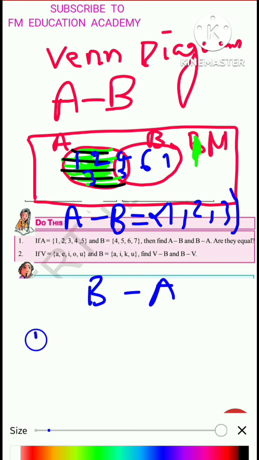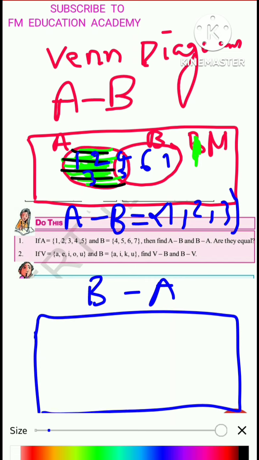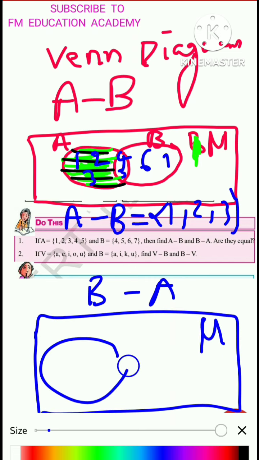Now what is the B minus A Venn diagram? Similarly, you have a universal set mu, you have sets A and B, or you can say you have set B and set A.